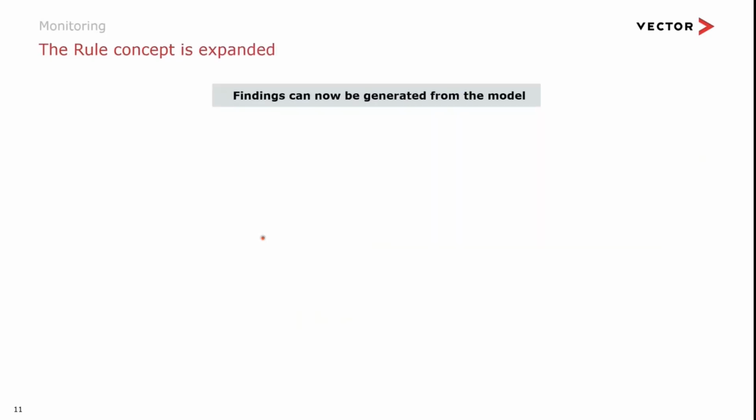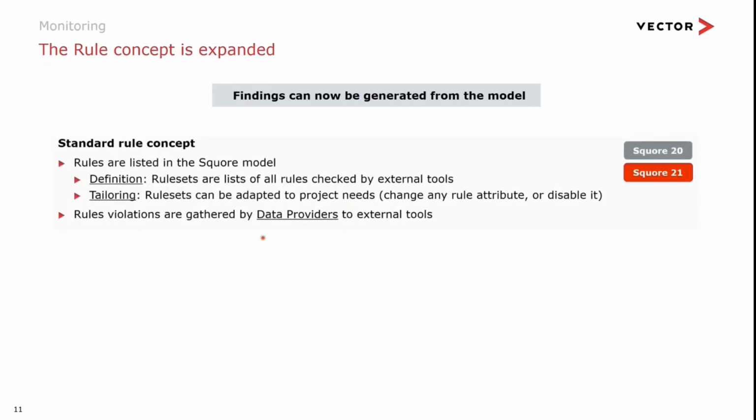Another thing about the monitoring in Squore 21 is that we expanded the rule concept by allowing the findings to be generated from the model. So I'm going to explain what we had before, what we have now. Before Squore 21, and still in Squore 21, we have this concept of standard rule. We still have it. How it works, I already explained a little, is that you have some rules listed in Squore. They are in the rule set. So this is all the rules you are prepared to deal with.